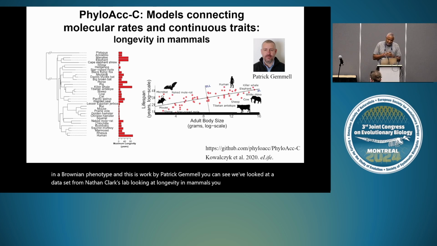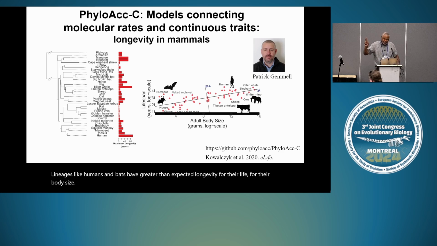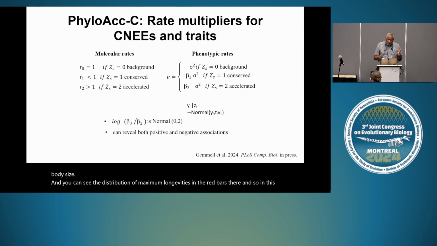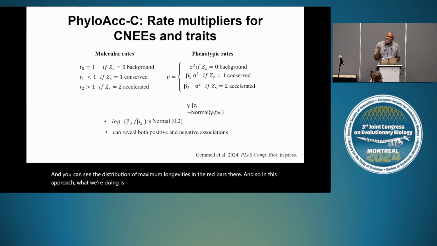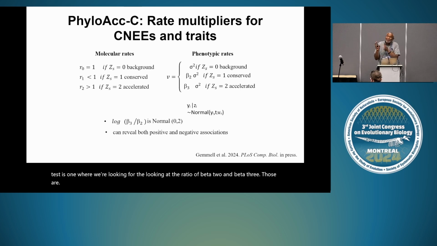You can see on the right lineages like humans and bats have greater than expected longevity for their body size. And you can see the distribution of maximum longevities in the red bars there. And so in this approach, what we're doing is we're assigning a sort of a phenotypic variance variable, beta 2 or beta 3, depending on the conservation state of the genomic element. And so the test is one where we're looking at the ratio of beta 2 and beta 3. Those are scaling elements for the phenotype.